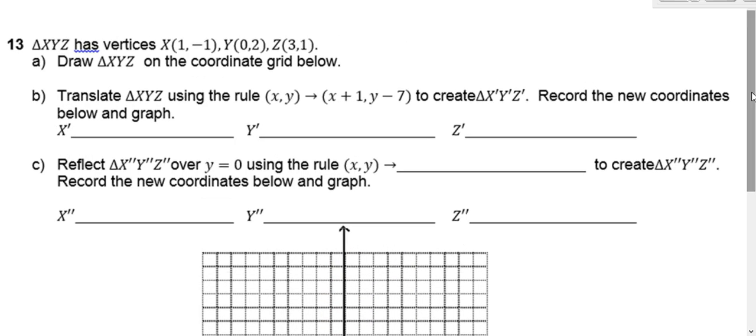So now we are going to use the rule X plus 1, Y minus 7. That's the same thing as going right 1 and down 7. Or you could just get the coordinates by adding 1 and subtracting 7. So if you add 1, you get 2. Subtract 7, negative 1 minus 7 is negative 8.